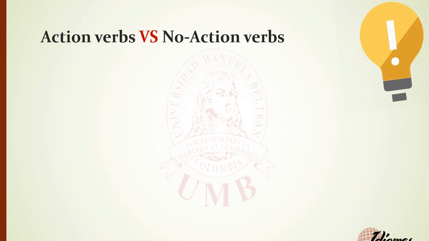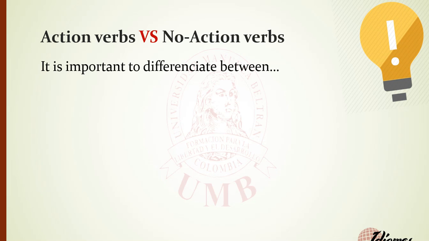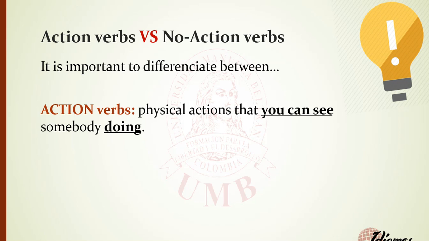Okay, important aspects to be considered. You need to identify what action verbs are versus non-action verbs. But what are they? So, action verbs are those verbs that you can visualize, that you can see. It is when you see someone doing something. Example, you have run, touch, say. You could say, yesterday I saw my best friend running around the neighborhood. So this is an action that can be visualized, and that's why it's an action verb.